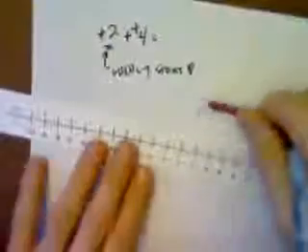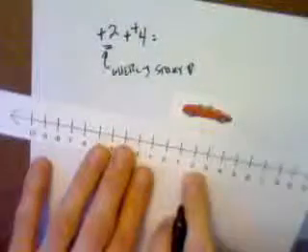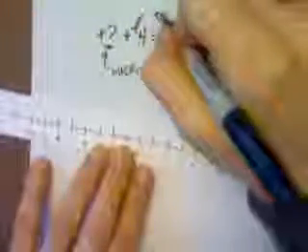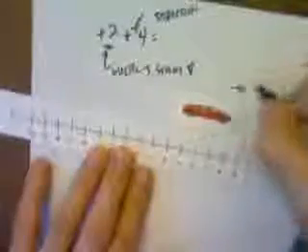Okay. So I'm going to start at positive 2. Positive 2 on the number line is where I'm going to start. Think of this number right here as the direction of my car. Okay. So positive means my car is pointed in the positive direction.